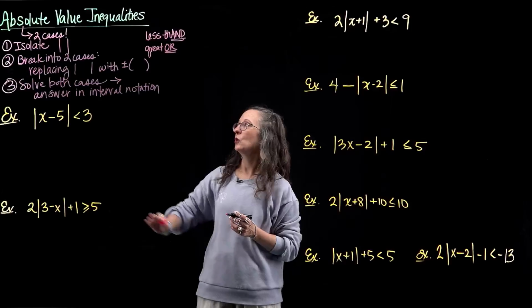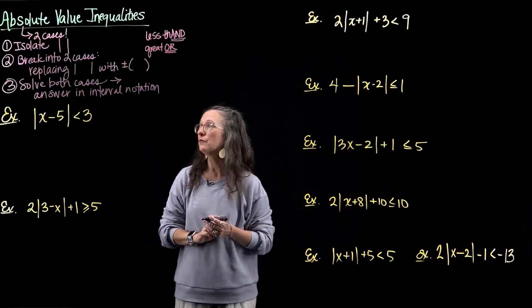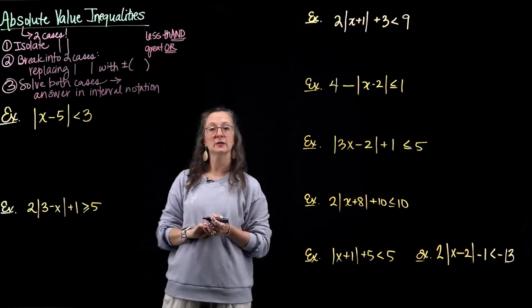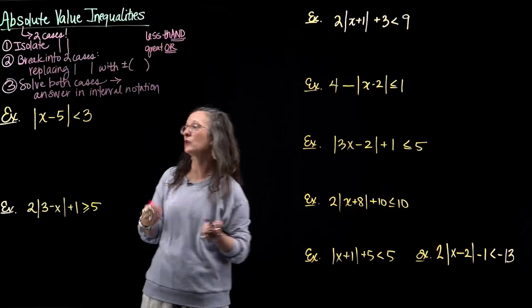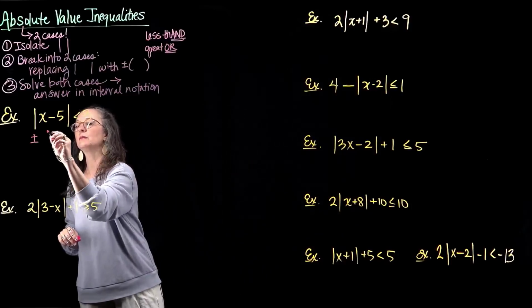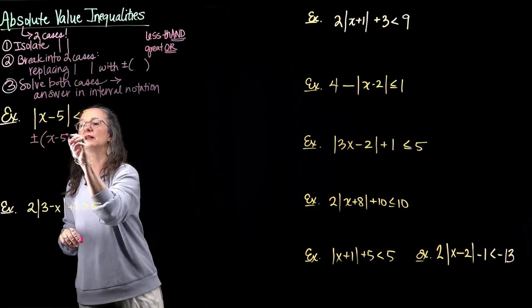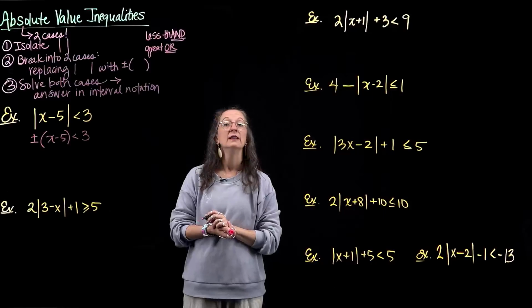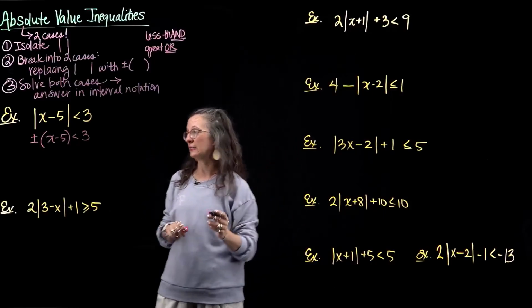All right, so first example, I have absolute value of x minus 5 is less than 3. All right, so we have isolated that absolute value. We're going to break it into two cases, and instead of putting x minus 5 in absolute value bars, we're going to write it as plus or minus parentheses x minus 5 is less than 3. Now we're going to go to our two cases.